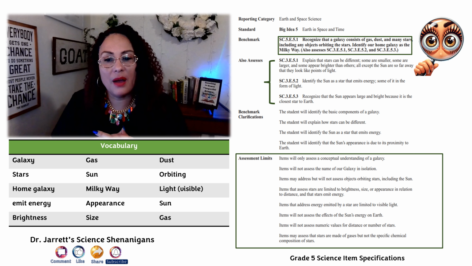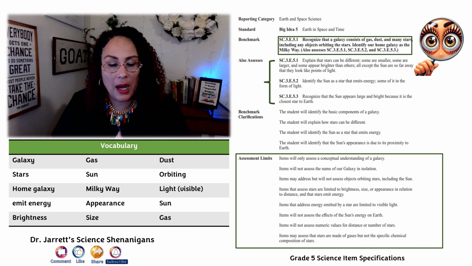Now, we also have one of the benchmarks, 5.2, identify the sun as a star that emits energy, some of it in the form of light. So we will be talking about how the sun does give energy.